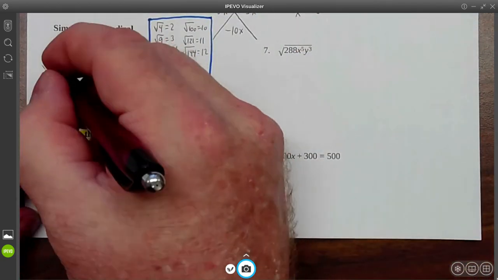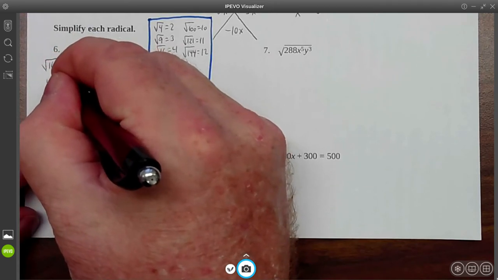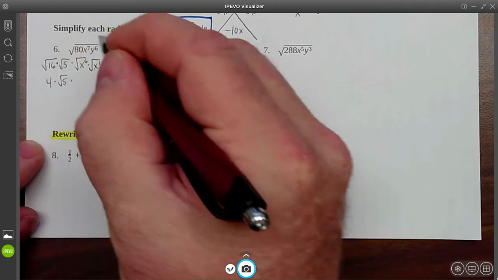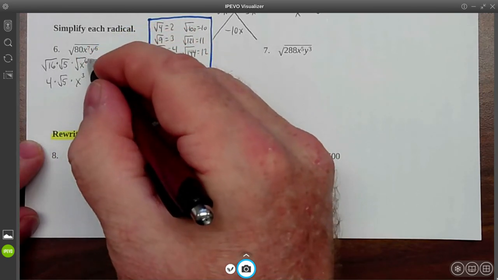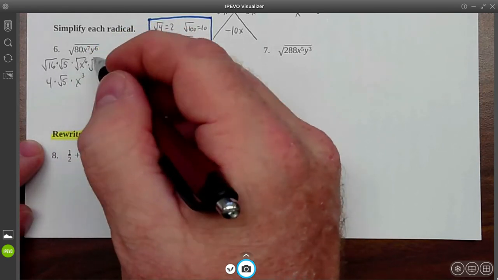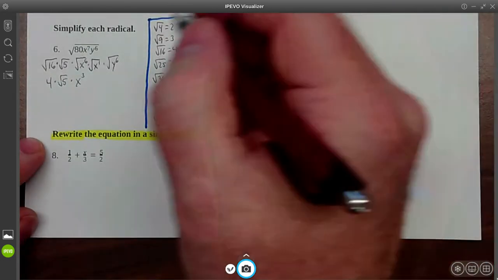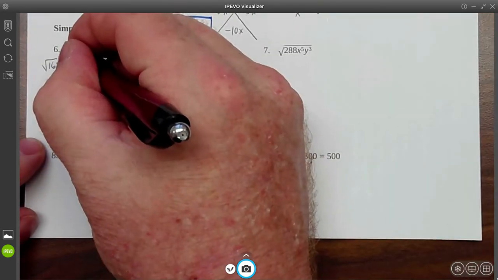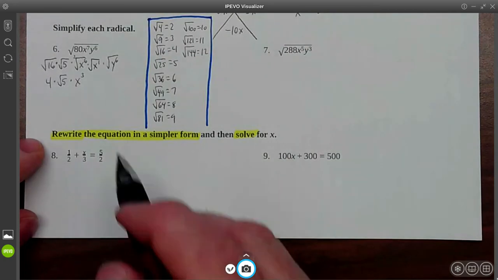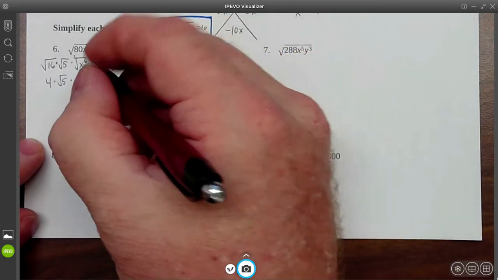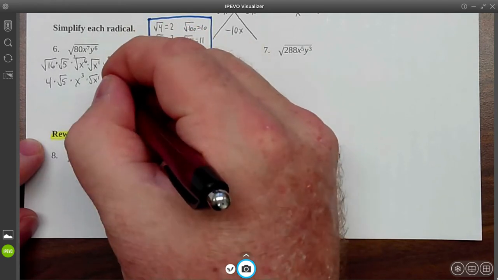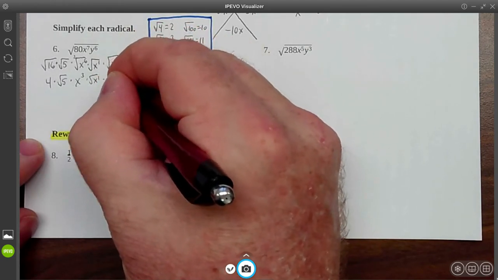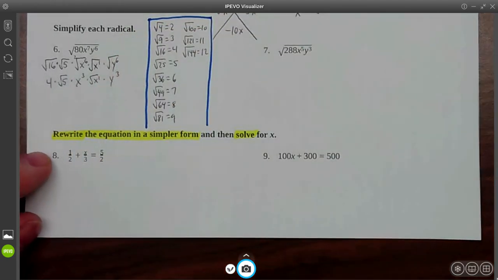The square root of 16 is 4, and then we have times square root of 5. The square root of x to the 6th is x to the 3rd. You essentially just divide the 6 by 2. There's an implied 2 out here outside of all the square roots. So 6 divided by 2 would be 3. Then we've got our x to the 1st. And then we have y to the 6th divided by 2 is y to the 3rd outside the radical.